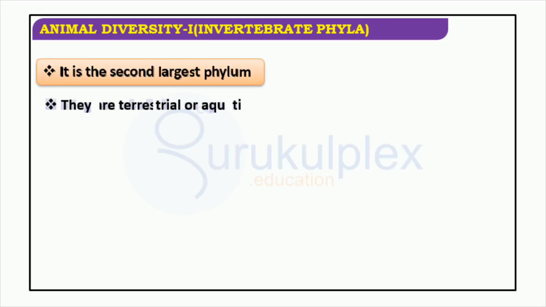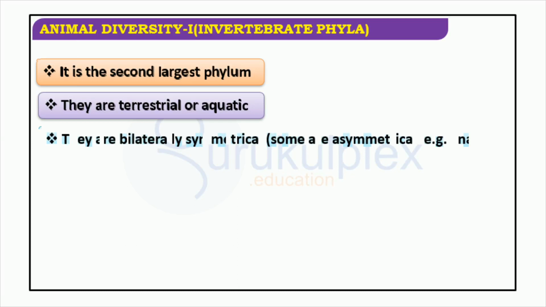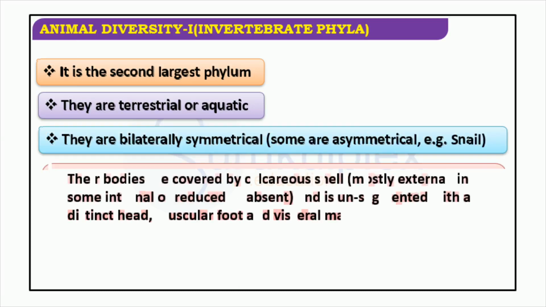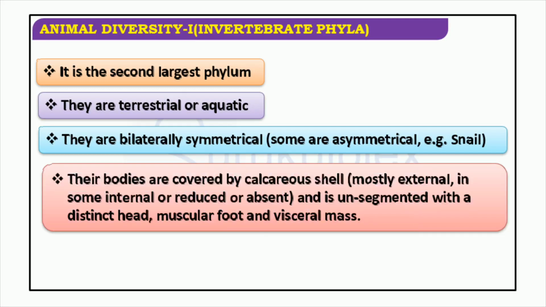Mollusks form the second largest phylum in the animal kingdom, boasting an immense range of species from snails and clams to cuttlefish and octopuses. These creatures have an unsegmented body, a head, a muscular foot, and a visceral mass, often shielded by an external or internal calcareous shell. While many mollusks possess bilateral symmetry, some, for instance snails, are asymmetrical. Both terrestrial and aquatic mollusks can be discovered in a range of habitats across the globe.